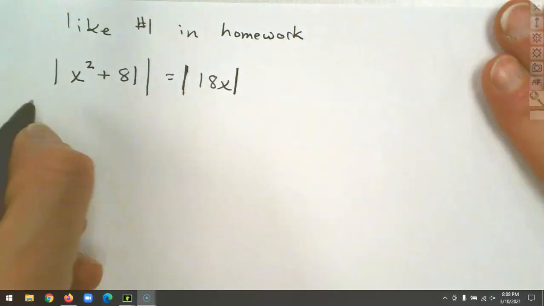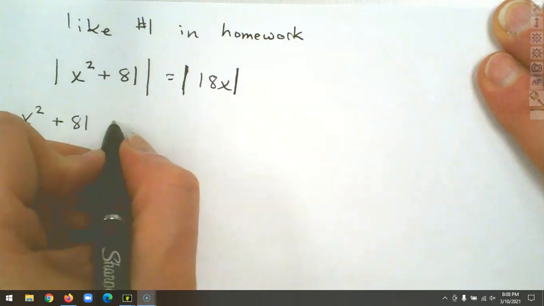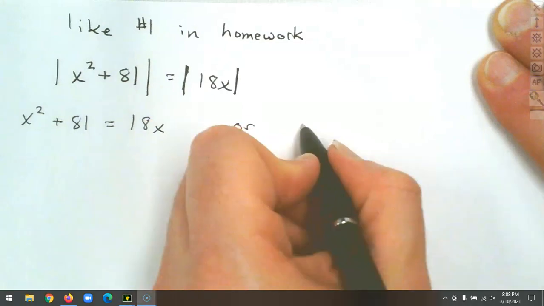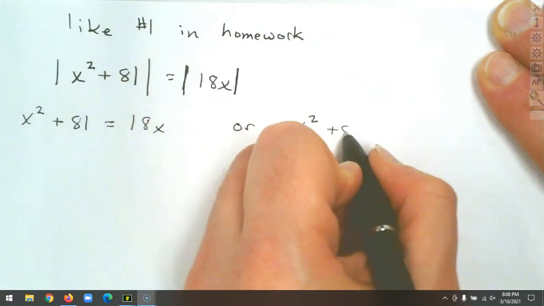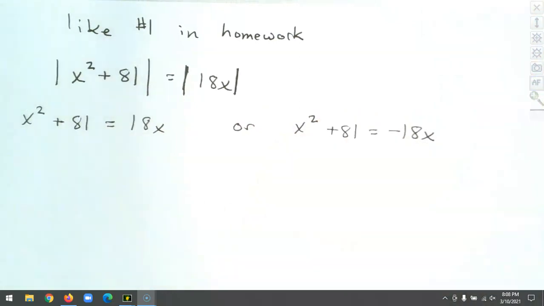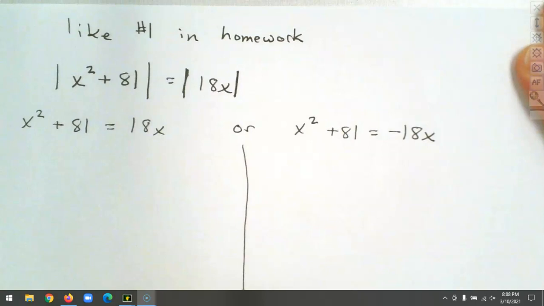Well, they're going to look like x squared plus 81 equals 18x. Our other one is x squared plus 81 equals a -18x. But these are going to factor out nicely. These are both perfect square trinomials. So let's go ahead and factor and set each one of these to 0. Because remember, again, these are nonlinear. But they'll factor out nicely.